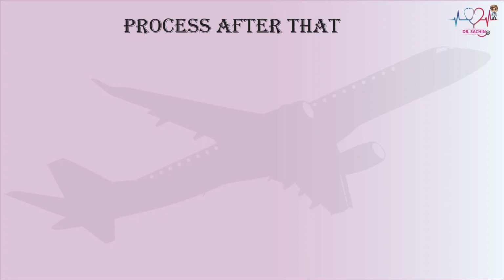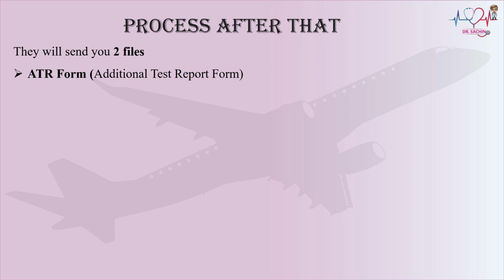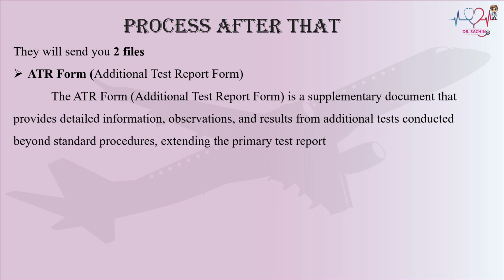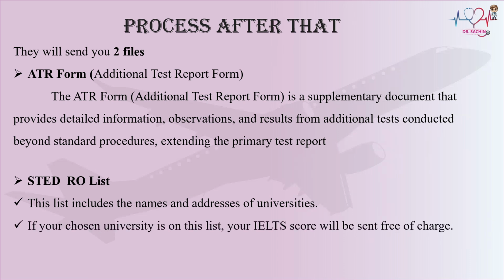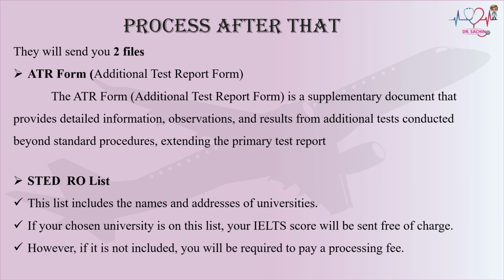You can mail them directly without attaching anything. Then they will send you two files. First is the additional test report form. The ATR form is an additional test report form, a supplementary document. It serves as an extension to the primary test report. Next is the list given by them. This is a list comprised of names and addresses of recognized universities. If your selected university is in the list, your test score will be sent at no additional cost. However, if the university is not included, they may request you to pay some processing fee. That means you need to see the list and confirm if it is there or not.